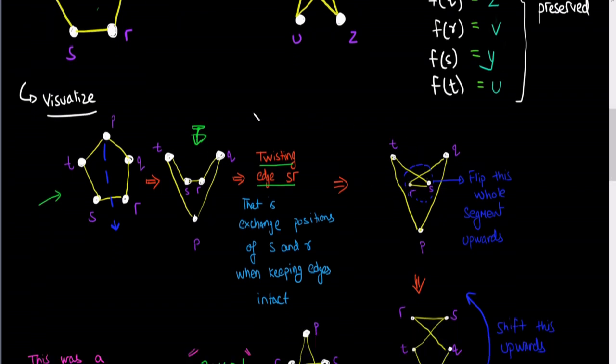So you get something like this as shown here. You see that T is still connected to S, S is still connected to R, and R is still connected to Q, but the positions of R and S have been interchanged. So that was my objective.